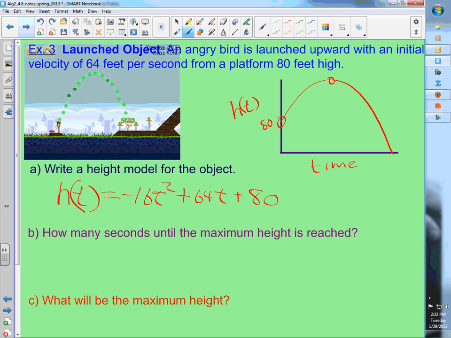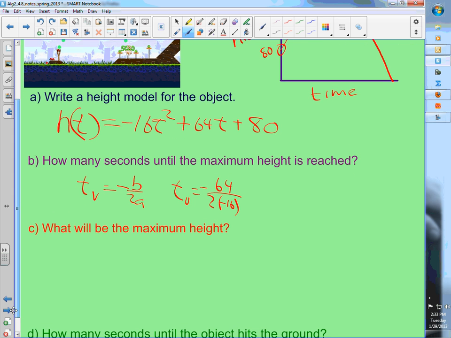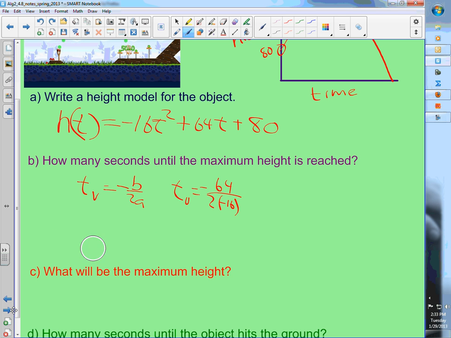This is the vertex. How do you find the t coordinate of your vertex? Very good. So the t coordinate of our vertex is negative b over 2a. And we're going to get negative 64 over 2 times negative 16. So that's going to give you positive 2. So after 2 seconds, you're at the max height.